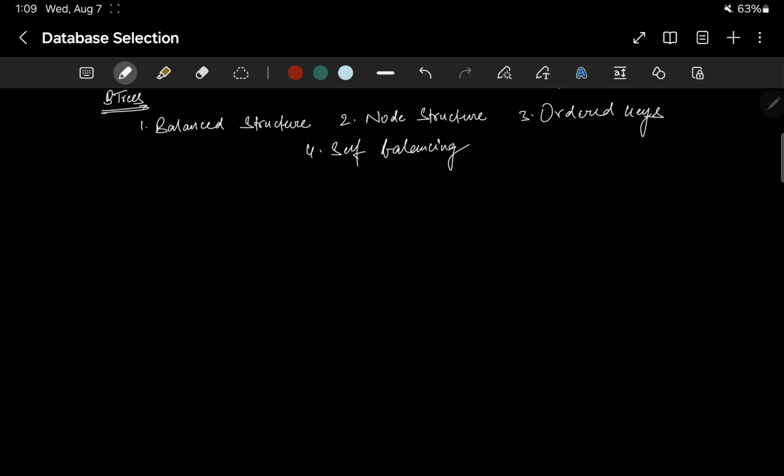Now let's talk about hash index. Hash index is a data structure utilizing a hash function to map keys directly to storage locations, ensuring constant time complexity for access operations. So the characteristic is direct access, as we do in hashing, hash map or indexing in the databases.